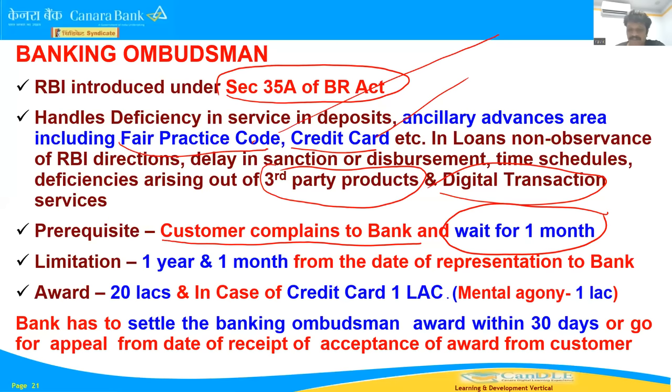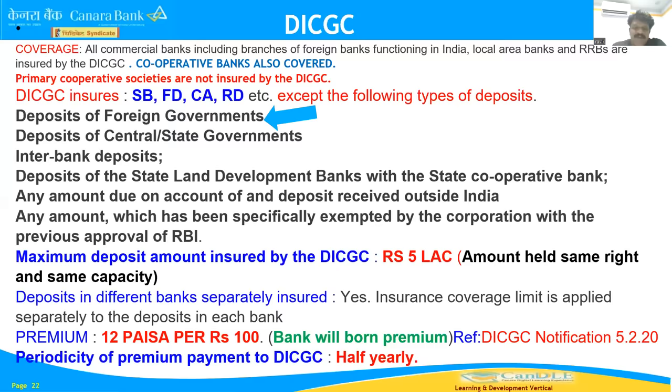Maximum time. Now we will go to DICGC, the Deposit Insurance and Credit Guarantee Corporation. In this slide, I am discussing many points. The most important point is that DICGC's coverage is a maximum of 5 lakhs and the premium paid is 12 paisa per 100. These two are very, very, very important. Remember, even if a customer has accounts in different banks, in every bank DICGC will cover 5 lakhs. The premium paid by the bank is 12 paisa per 100, and this premium is paid by the bank, not the customer.